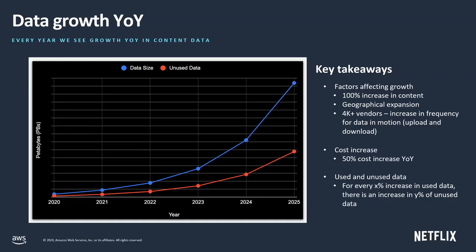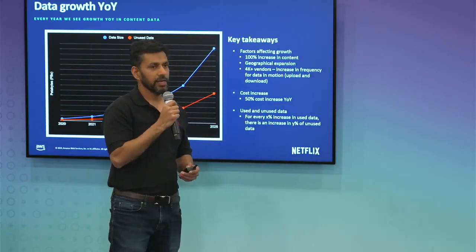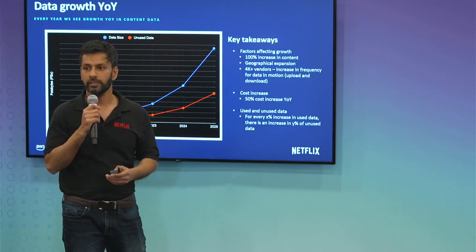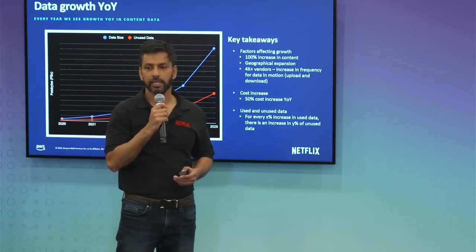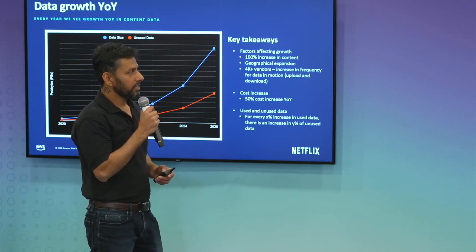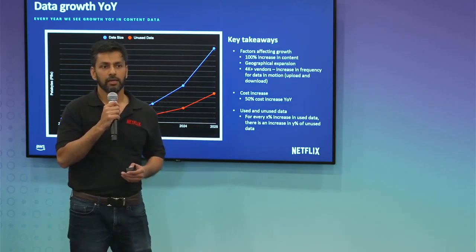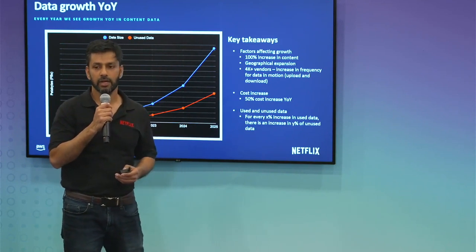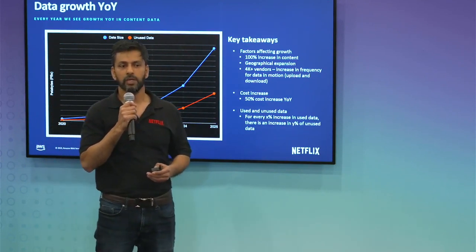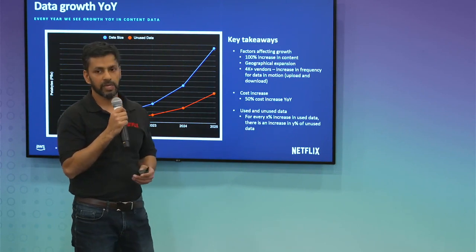So these are the two stats we have collected. The first one is the data growth pattern. We have seen that our data has grown 100% year over year. So we are doubling our data catalog every year. And there are various factors to that. We are producing more content. Last year we created 800 titles, and we licensed about 9,000 more. And that is a huge number in petabyte scale, right?